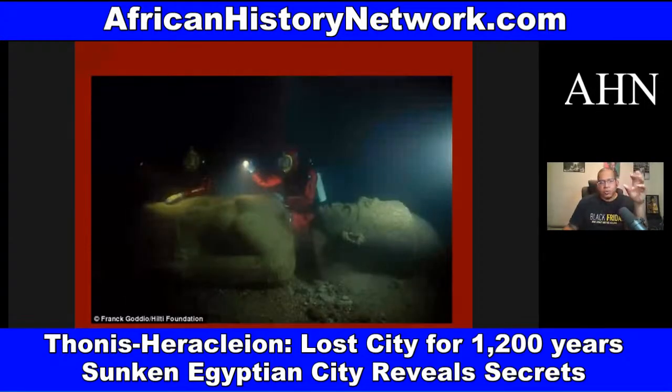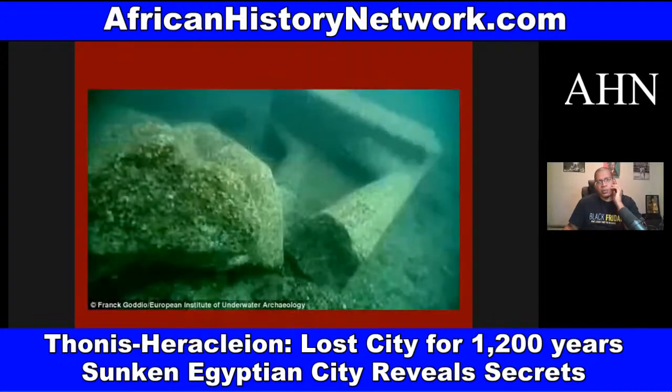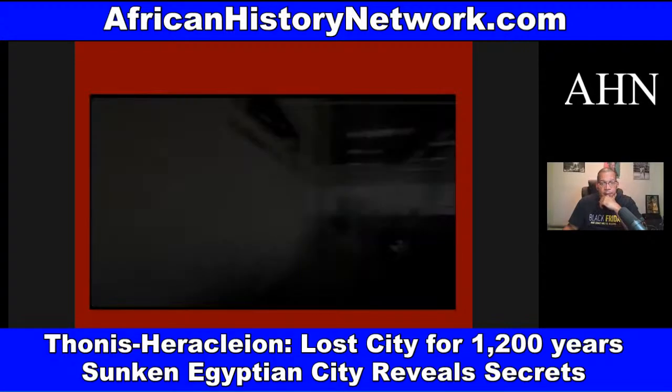So here are some pictures of what they found at the bottom of the sea. They found these 16-foot tall statues. Here's one with the legs broken off. Here's one that's probably from Offset with the horns and the sun disk. Okay.